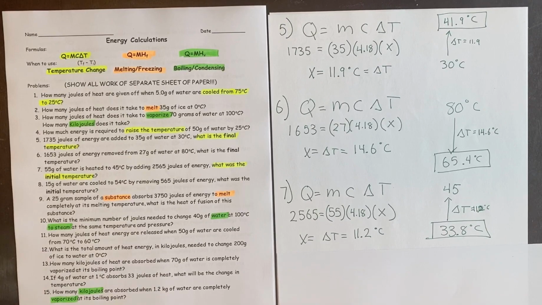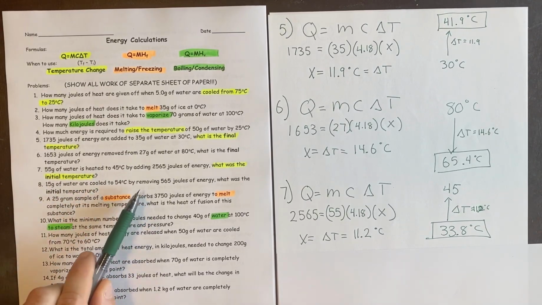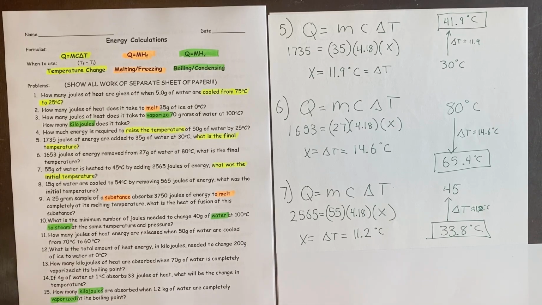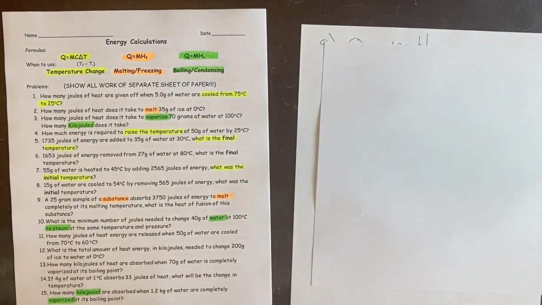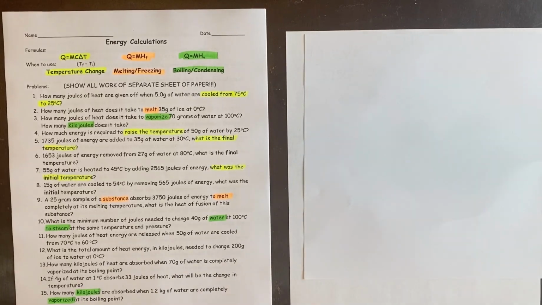Number 8, it's the exact same problem, except if you notice I changed one word. It was cooled to 45 by removing, so it's the inverse of this question. You can figure that out. Let's talk about number 9. So 9 says a 25-gram sample of a substance.